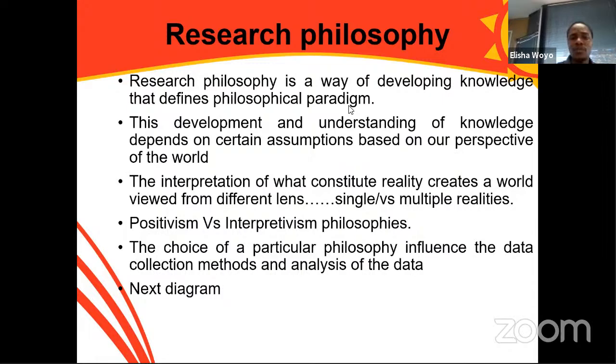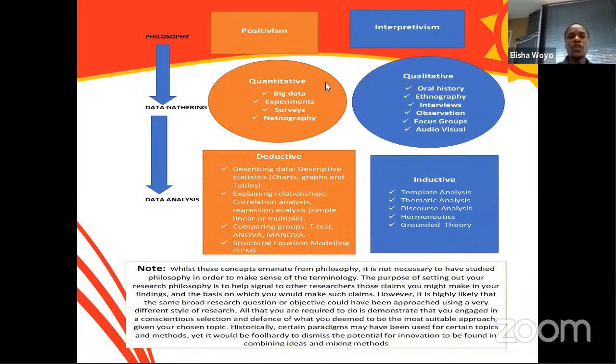So this is perhaps how it is going to look. If you do positivism, then it means your data gathering should be quantitative. So you need to first think about the pure philosophy before you think about the analysis and the methods of gathering data. So for positivism, you are looking at quantitative, you are looking at issues of having big data, doing experiments, doing surveys, doing some ethnography, and then your research approach there is deductive. You deduce from what you get, what does this mean?